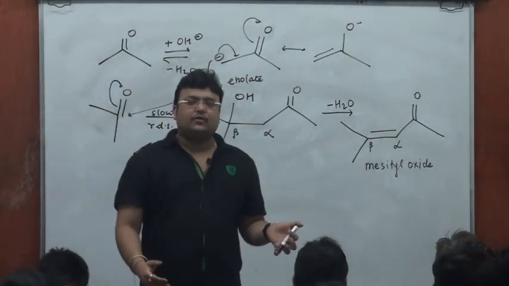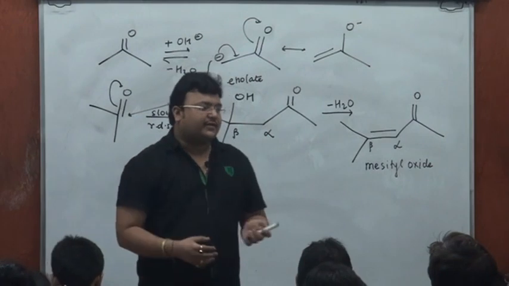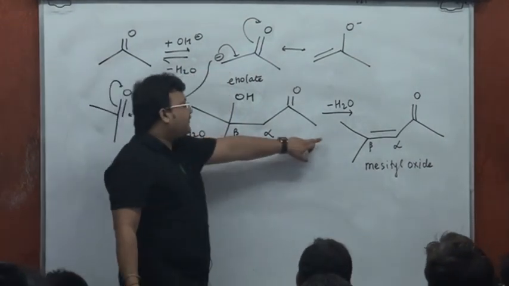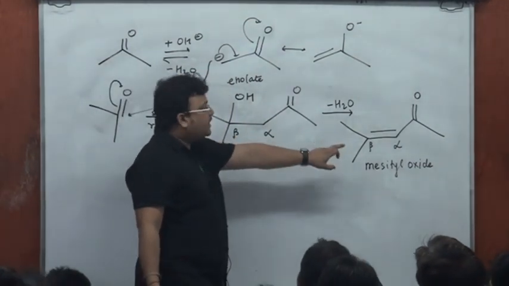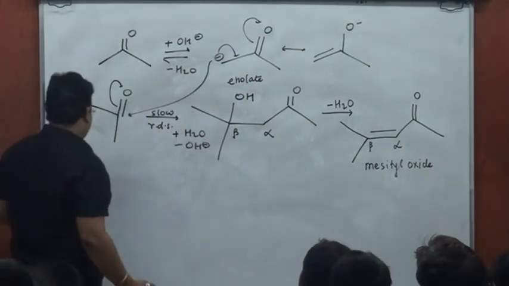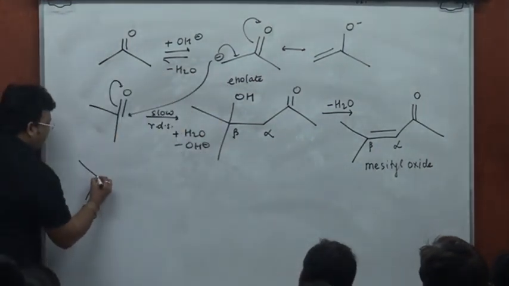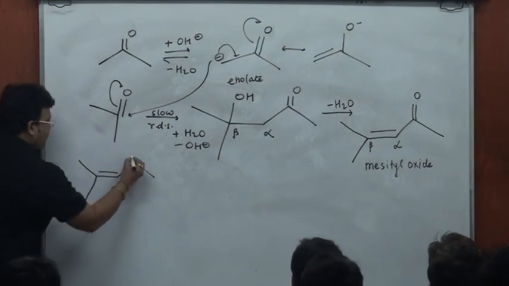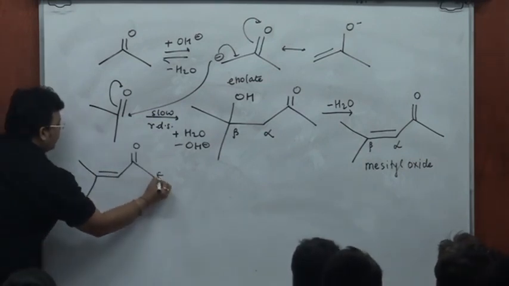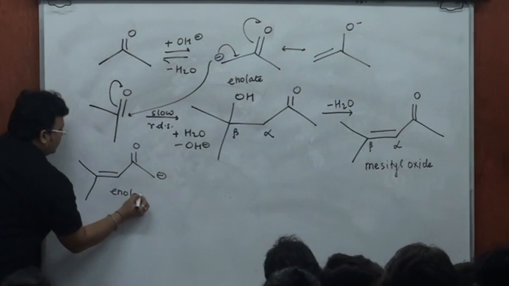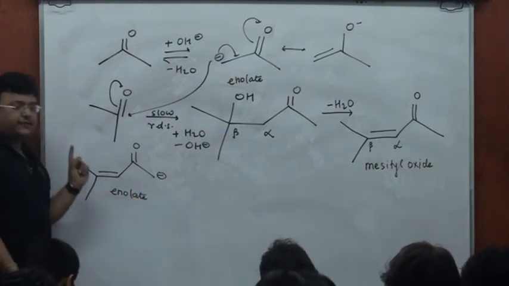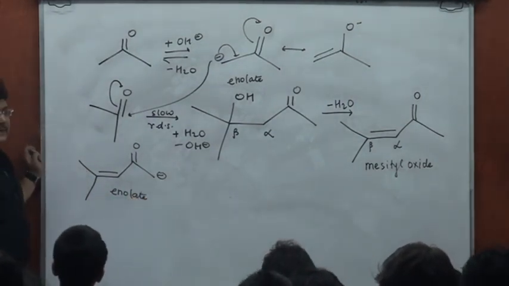And I told you the process will not stop here. For acetone, it's going to carry on involving a third mole of acetone. With this, it's going to lose an alpha hydrogen. And if that loses alpha hydrogen, this will be the corresponding enolate of acetone.